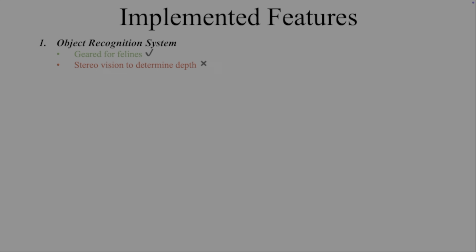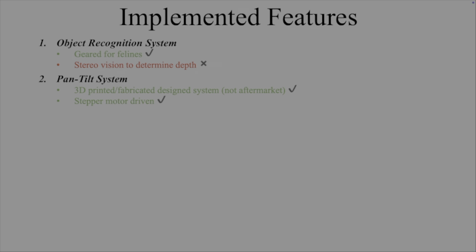Second was the pan tilt system. We pretty much aced this. We did 3D print it completely, and we did get it stepper motor driven. It works pretty fine. Third, the laser targeting system. We got this pretty much done. We had a red laser as we intended. We should have probably used a green laser.